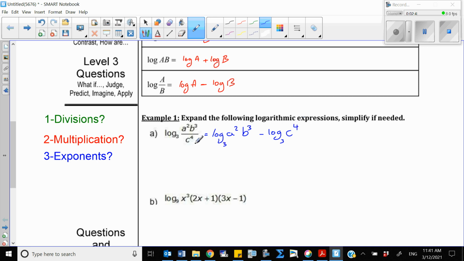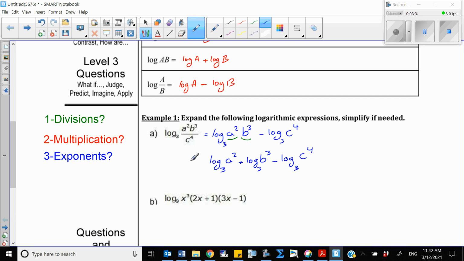I'm not going to stop at this point because I want to make sure I have simplified this as much as possible. Can I simplify this more? Yes, I can, because as I look at the first expression, I see that here I have log of something multiplied by something else. So this is log of a product. How can I simplify log of product? Using this rule. So I can write this as log of a squared plus log of b cubed. And the next one, I'm just going to write that here for now. The bases were 3. Don't forget about the 3's. And log of c to the power of 4.